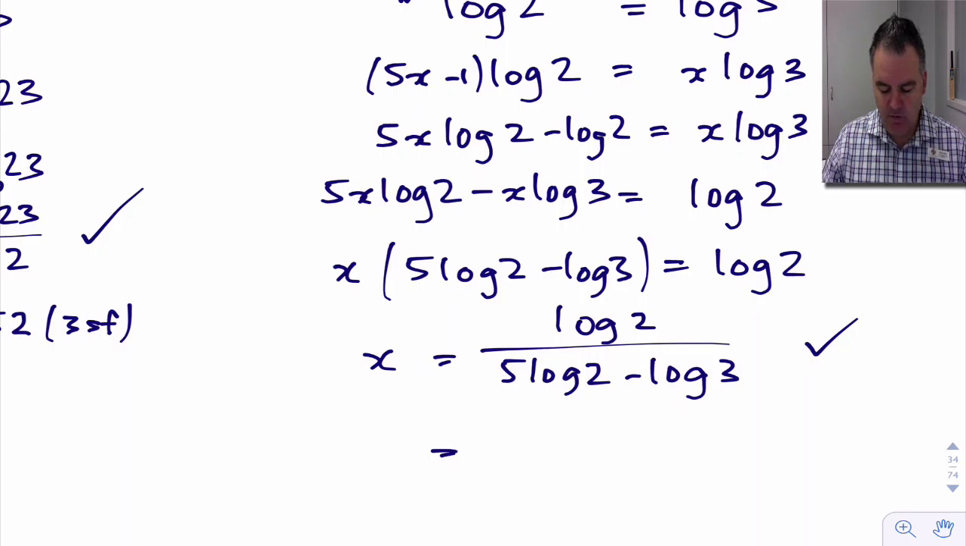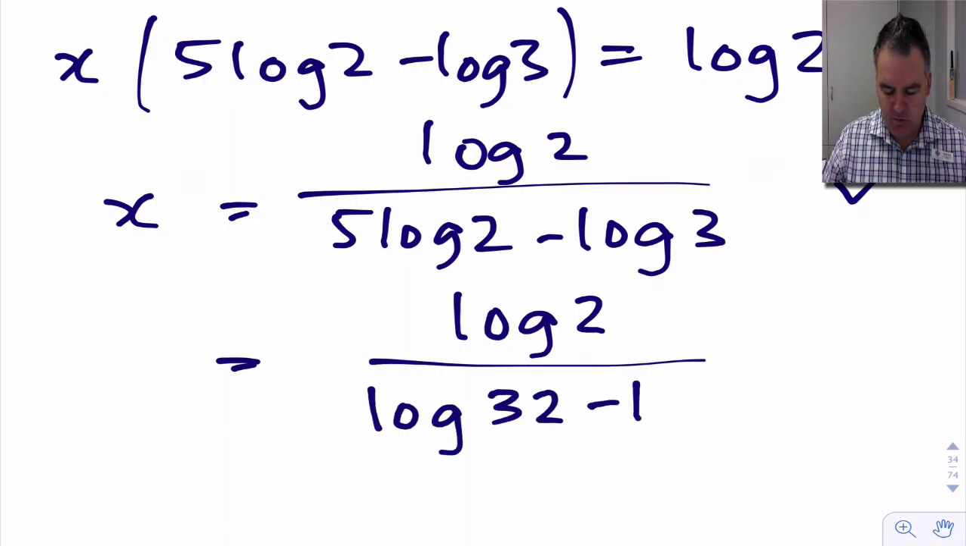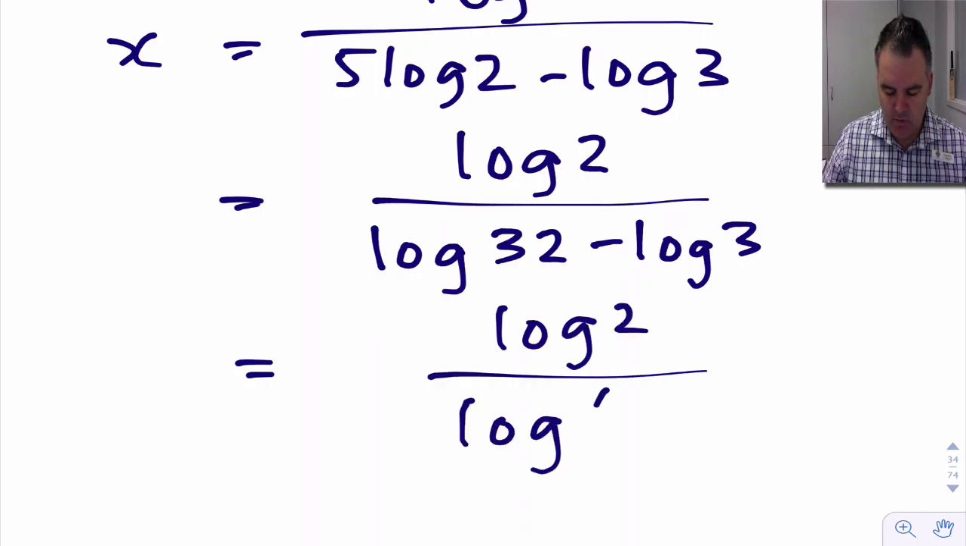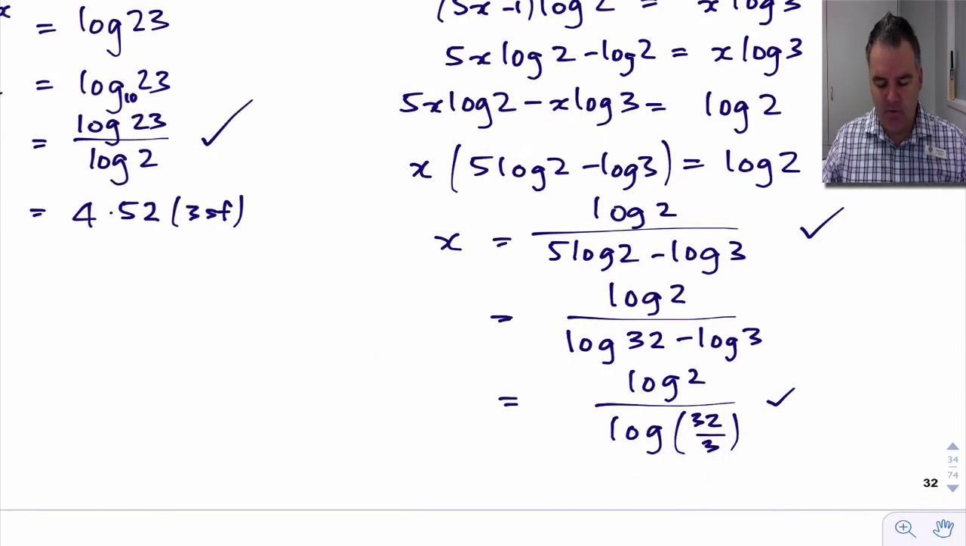Now you could, if you wanted to, remembering the last video, say that 5 log 2 is actually log 2 to the power of 5, which is log 32. And then on the bottom line you could say that's log 2 over log 32 over 3. Okay, I know you can't simplify it anymore. You can't simplify log 2 over log whatever that is, 10 and 2/3 anymore, so that's fine as well, or you could just leave it as that first step there.